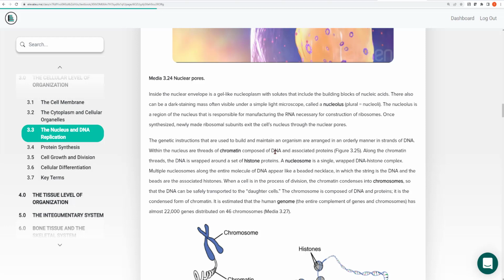Now DNA inside your nucleus is actually composed of a long thread of a molecule called chromatin. Chromatin is both DNA and proteins. DNA and proteins combine to make chromatin.